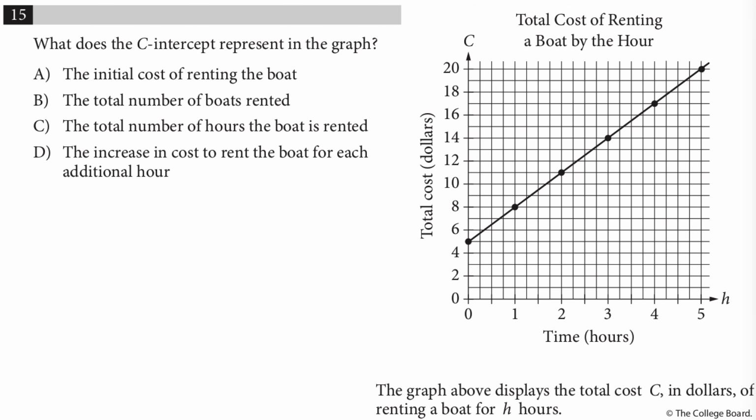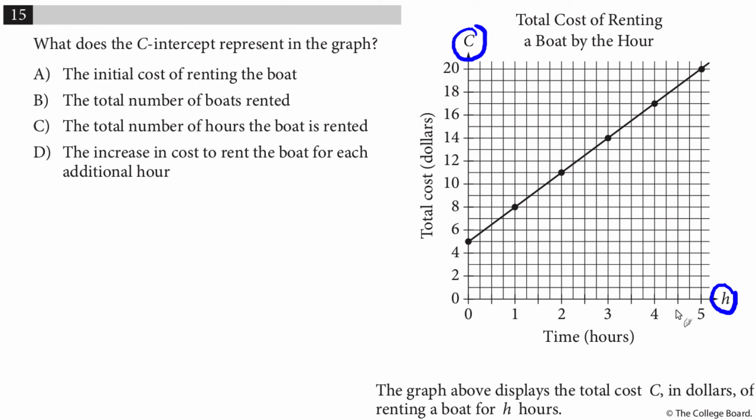Okay, give this problem a shot. So we have a graph. This is a graph for the total cost of renting a boat by the hour. Y, or the dependent variable, is the total cost in dollars. The independent variable is time in hours. And we want to know, what does the c-intercept represent in the graph? Now, this is the correct way to state it, because this is the c-axis, this is the h-axis.